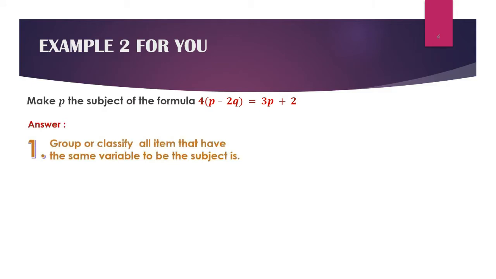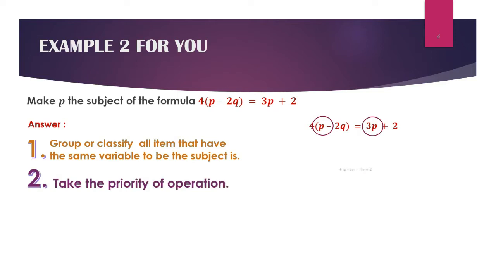Okay students, directly we go to example 2 for you. Make P the subject of the formula for 4 open the bracket P minus 2Q equal 3P plus 2. The first step, group or classify. Our target is P because P is the subject. 2. Take the priority of the operation. Open the bracket. Our target is P. 4P minus 8Q equal 3P plus 2.